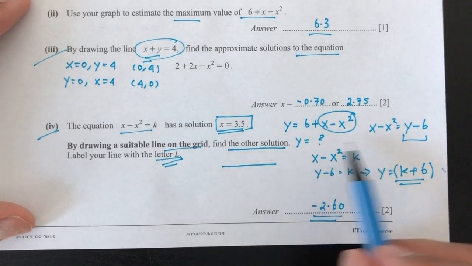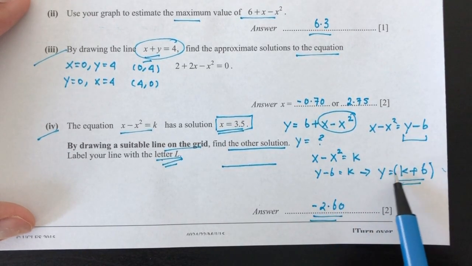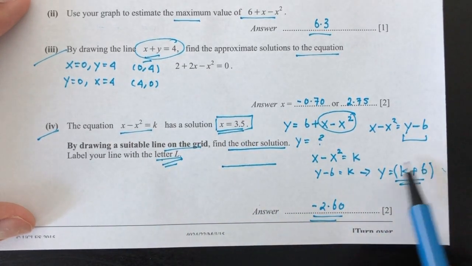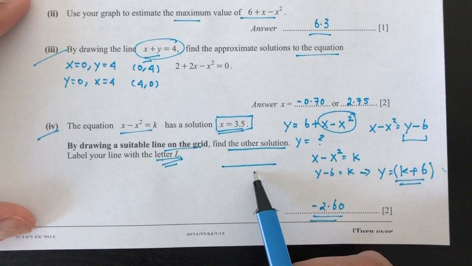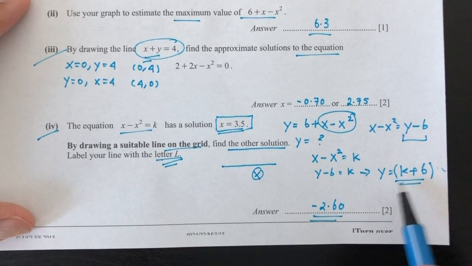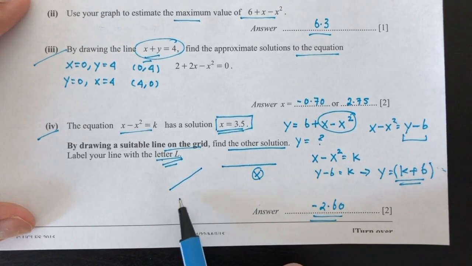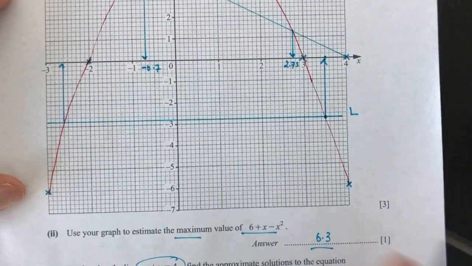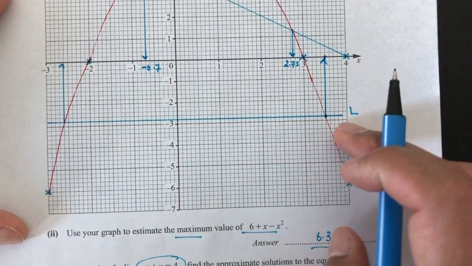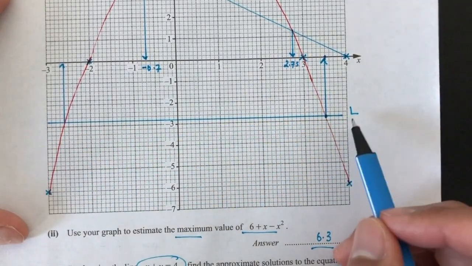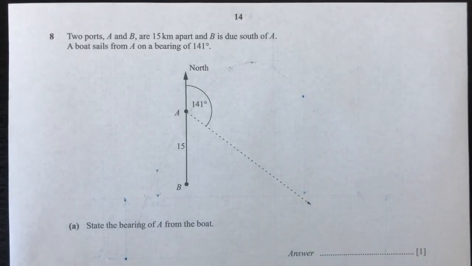So according to this equation here, you get y equal to k plus 6. So basically k plus 6 has no x in their powers. So in that case, there's no gradient, it can only be a horizontal line. So if we have one solution here, it means that the other solution will be right to the west of this one, so it has to be on the same line. That's your line L.